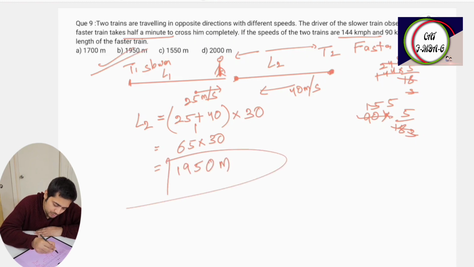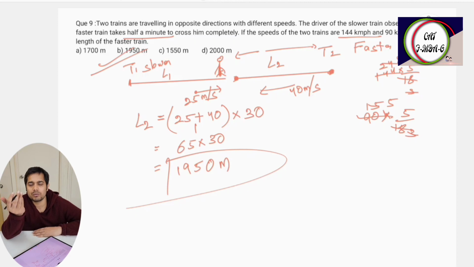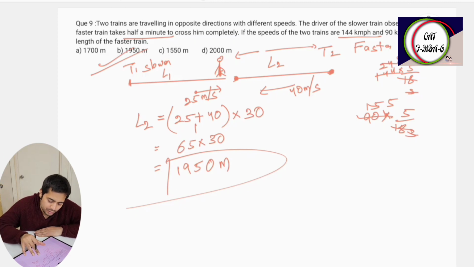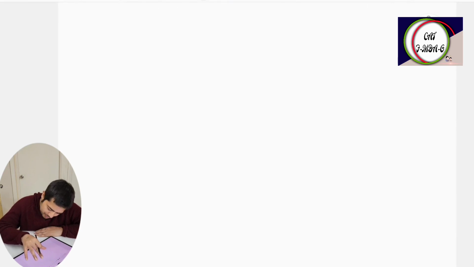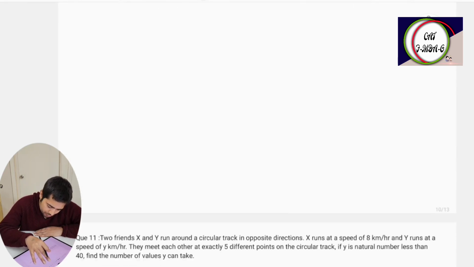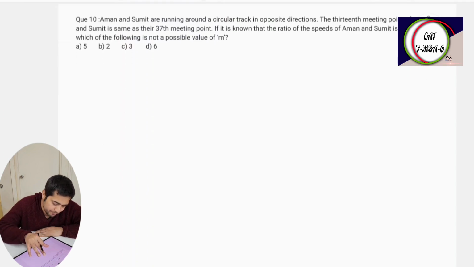This should be the right answer, because for L2 we only have to find out the length of the faster train. Let's see the last question of today. Maybe let me check if other questions are there. Yeah, a few more questions are there. So let's solve all of them.